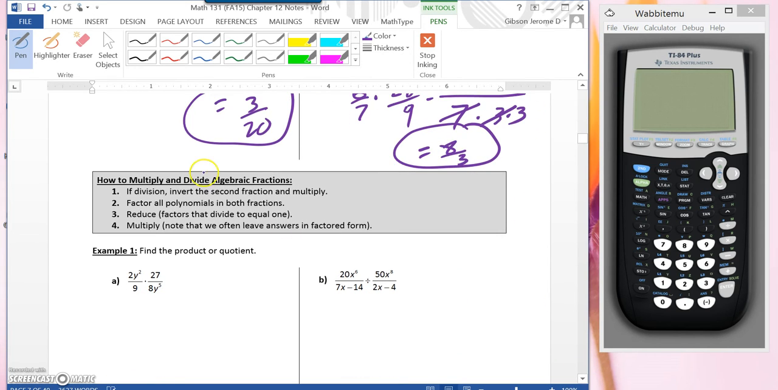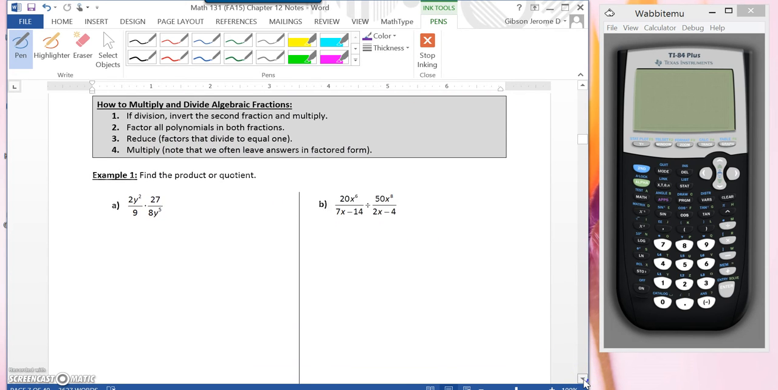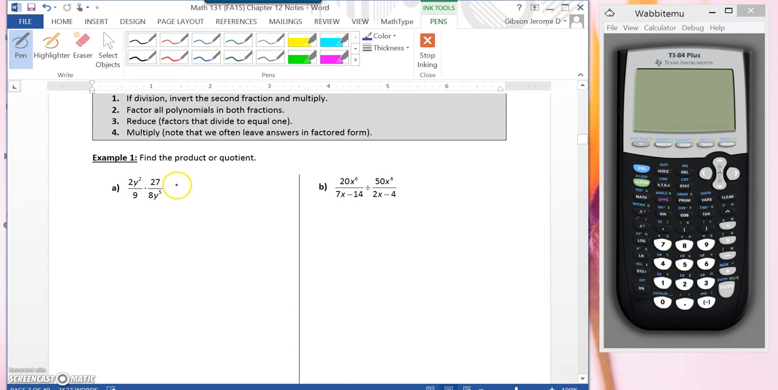So now it says how to multiply and divide algebraic fractions. If division, invert the second fraction and multiply, factor all polynomials in both fractions, reduce factors that divide to equal 1, and then multiply. Okay, now, we look here, we have multiplication.